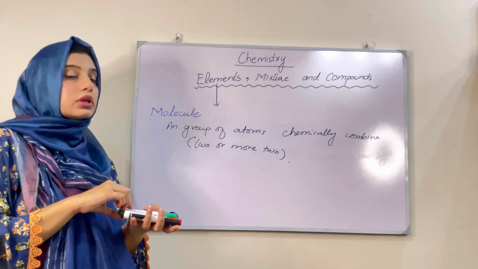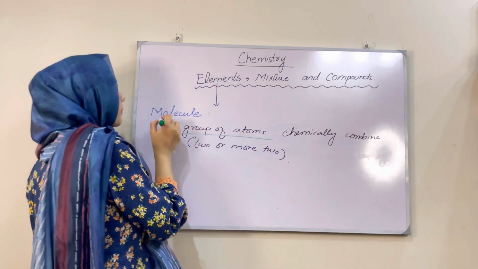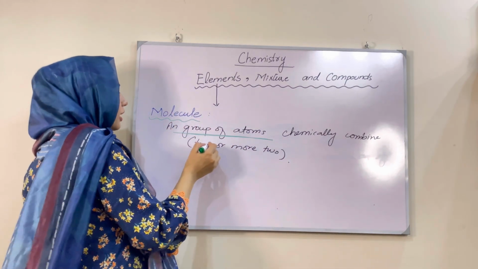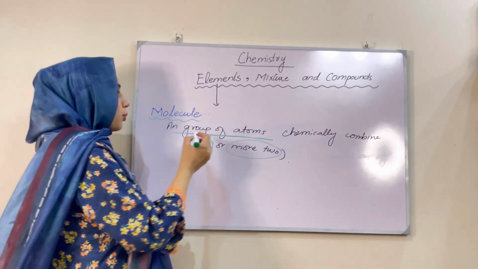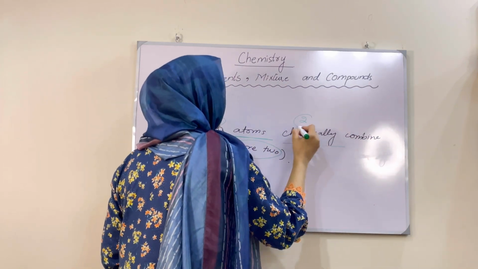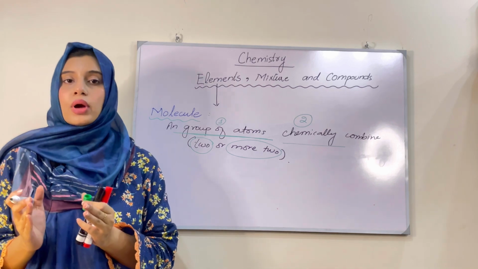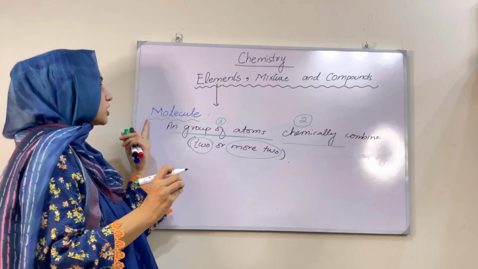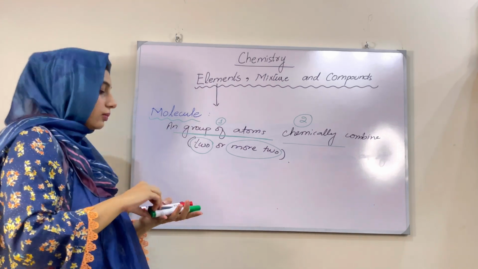So what we need to learn here, first thing is group of atoms. Molecule is a group of atoms. Now a group can have 2 or more than 2. Second point which we need to understand is chemically combined. So when 2 or more than 2 atoms chemically combine together, this is known as a molecule.